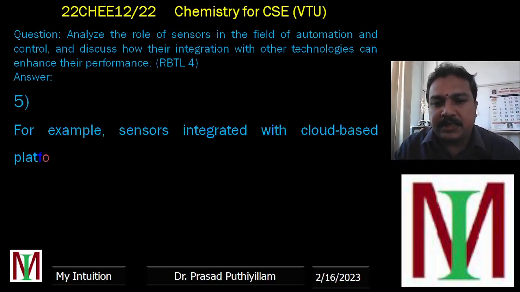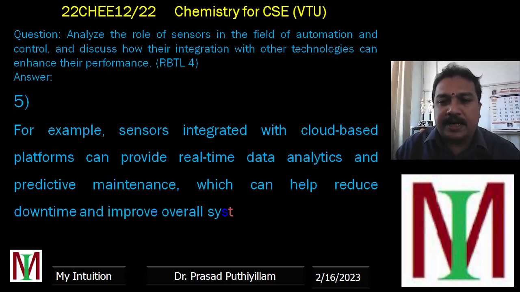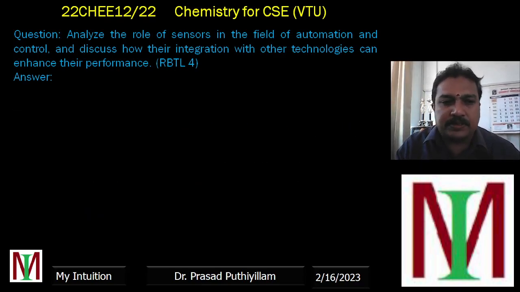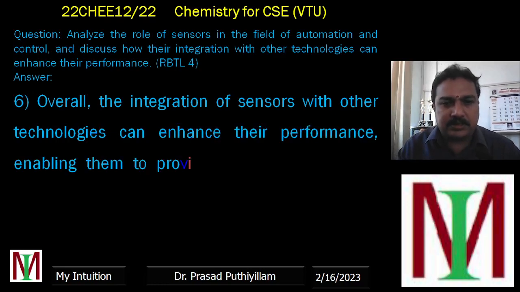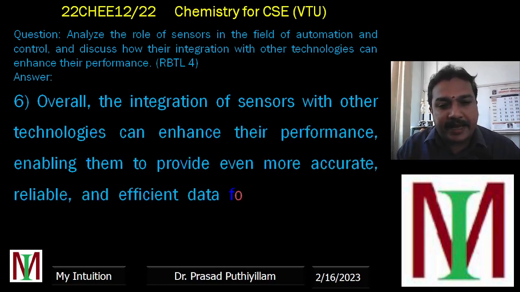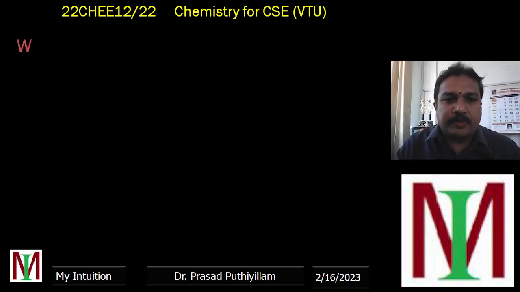For example, a sensor integrated with a cloud-based platform can provide real-time data analytics and predictive maintenance, which can help reduce downtime and improve overall system performance. Overall, the integration of sensors with other technologies can enhance their performance, enabling them to provide even more accurate, reliable, and efficient data for automation and control applications.